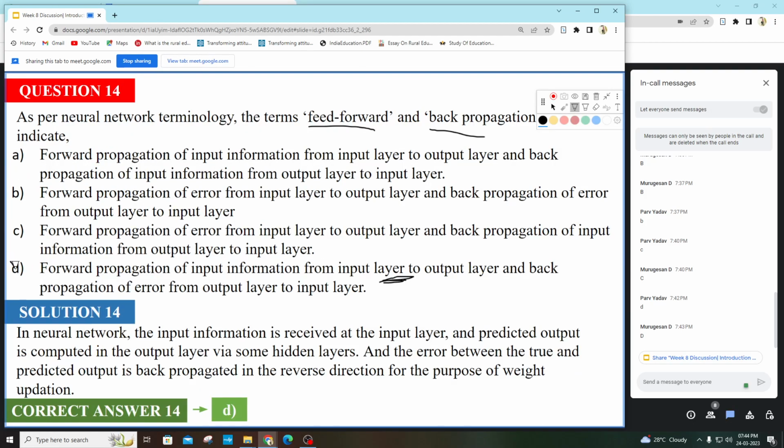Answer D is the correct answer, that is forward propagation of input information from input layer to output layer, and back propagation of error from output layer to input layer. Okay, so D is the correct answer, and all the other answers are false.